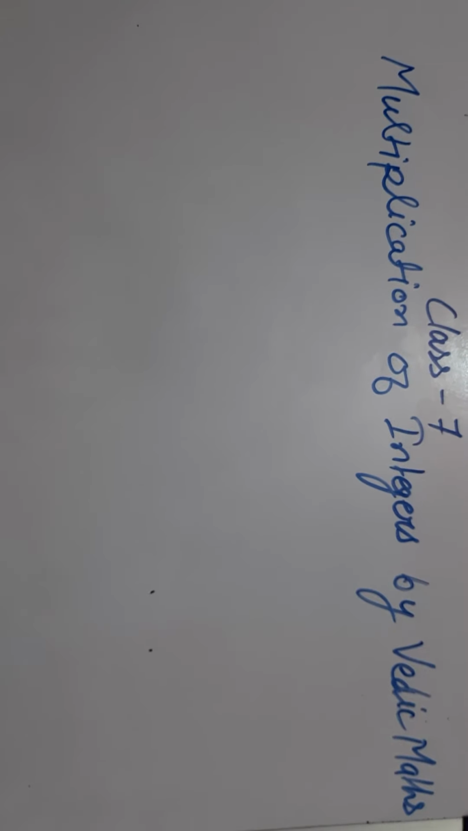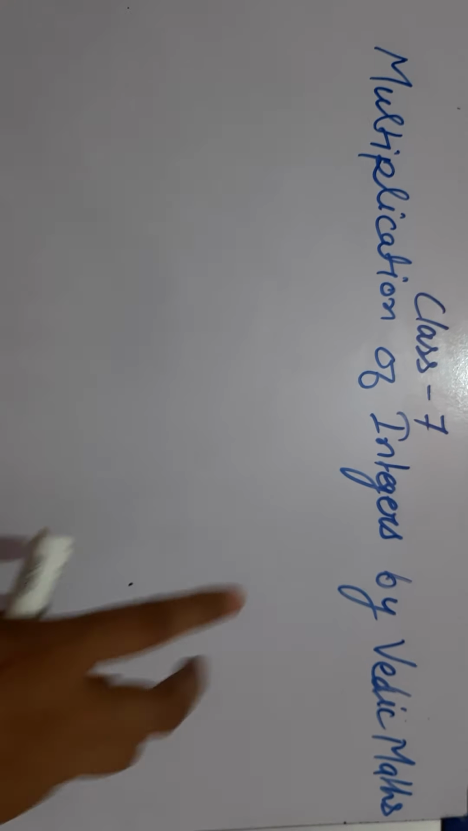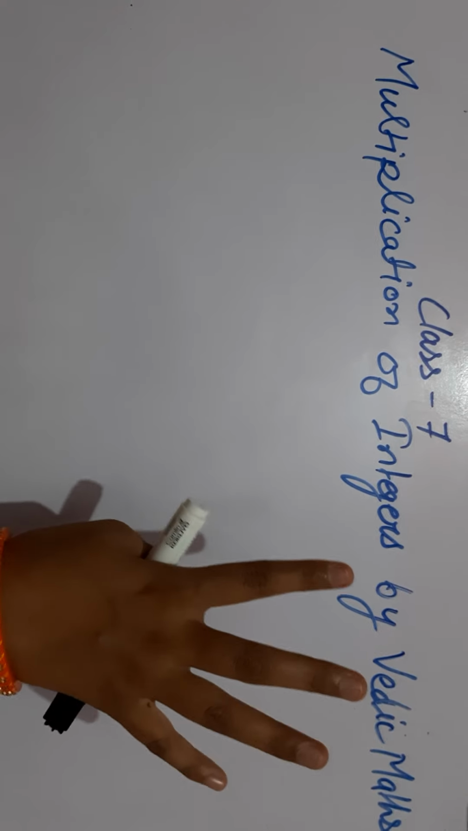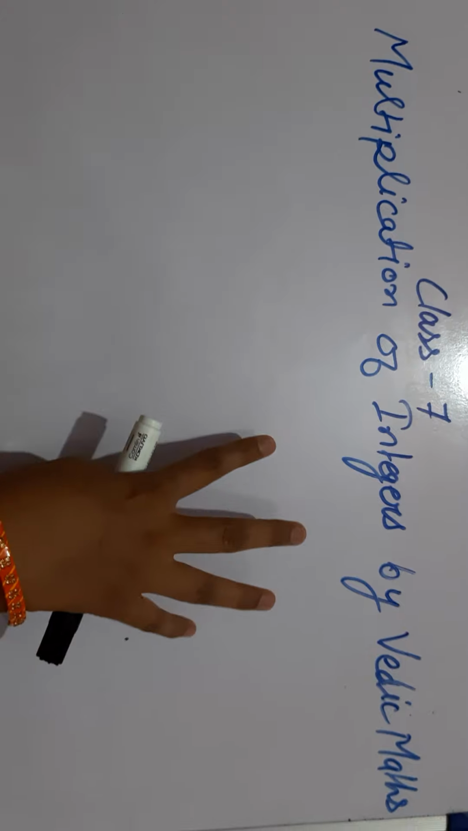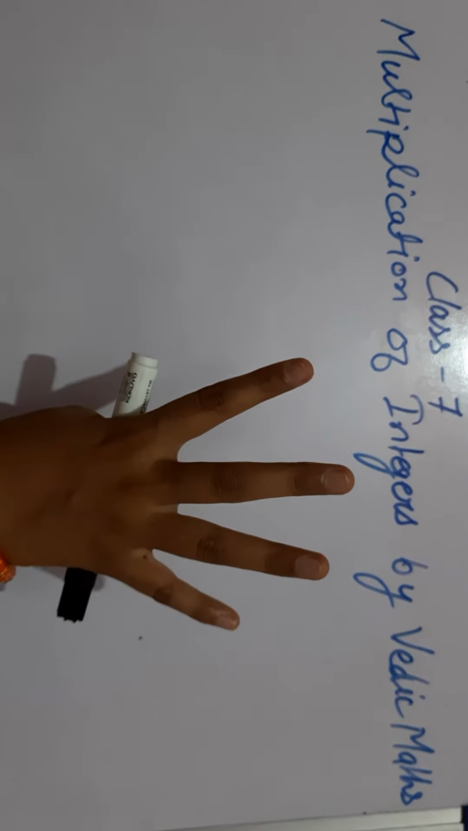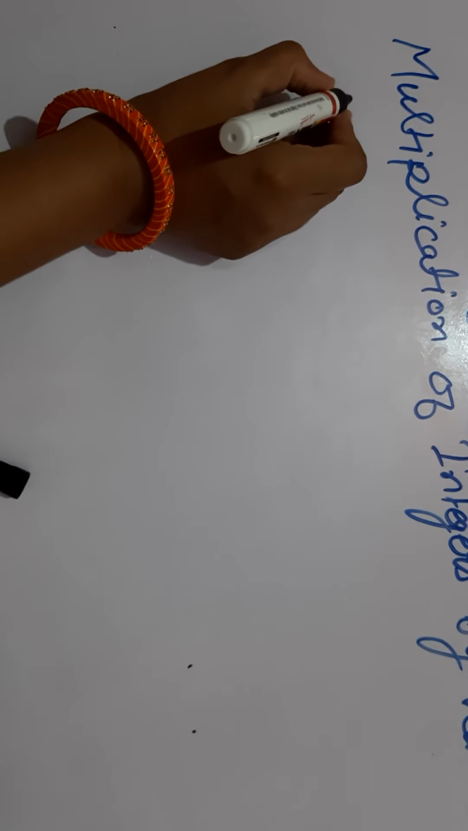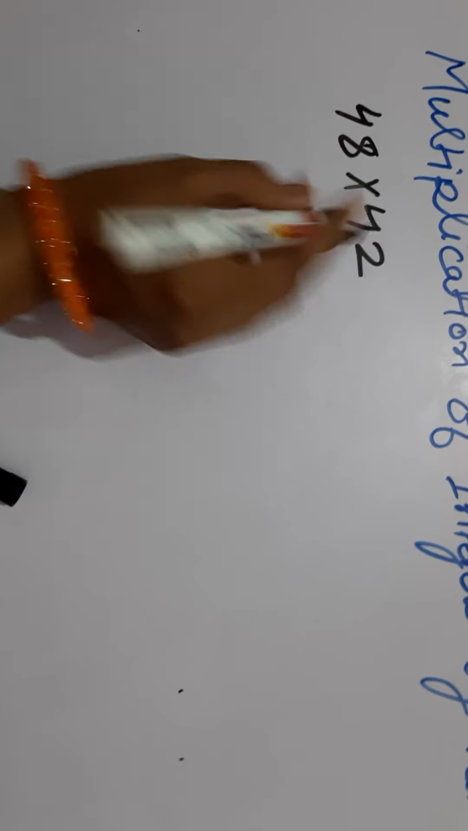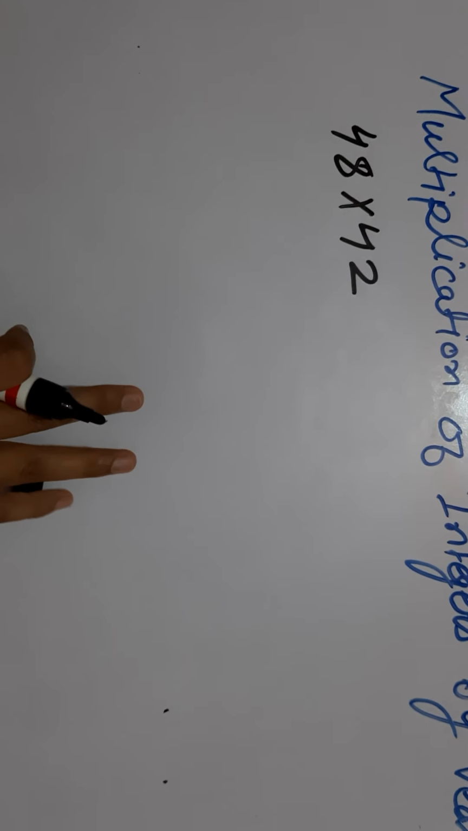Hello everyone. In the last class we discussed multiplication of integers by Vedic mathematics, for integers that are nearest to base value. Here we are taking some other example which is not that near to the base value. For example, if we multiply 48 into 42, then the nearest base is not 10 or 100.